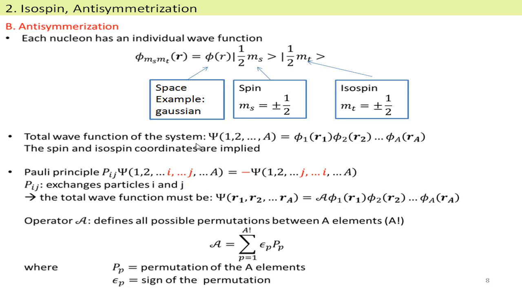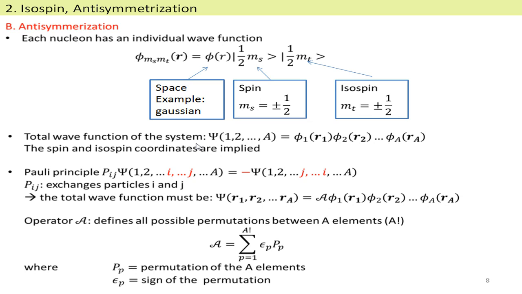And then you have to include the Pauli principle. You know, this wave function should be antisymmetric when you exchange two nucleons. So you must have this property. So if you exchange nucleon I and nucleon J, you must have a minus sign here. And this is not true, of course, if you just take the product here. So what you have to do is to antisymmetrize this product. And then you get antisymmetric wave functions.